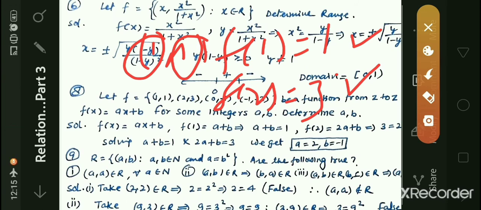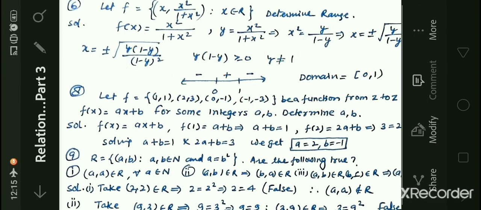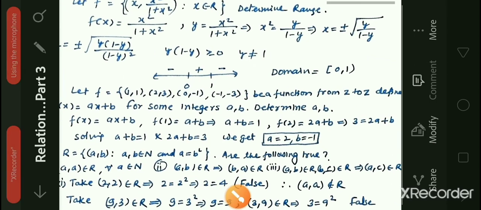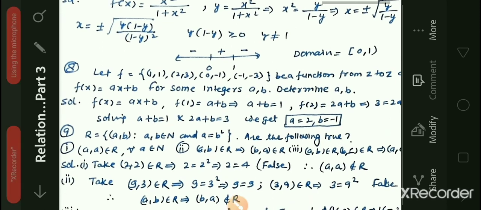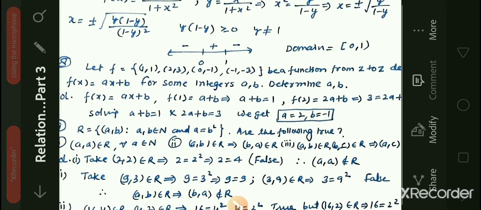So after putting x equal to 1, you will get a plus b is equal to 1, and when you put x equal to 2, you will get 2a plus b is equal to 3. Now solving these two, you will get a is equal to 2, b is equal to minus 1.